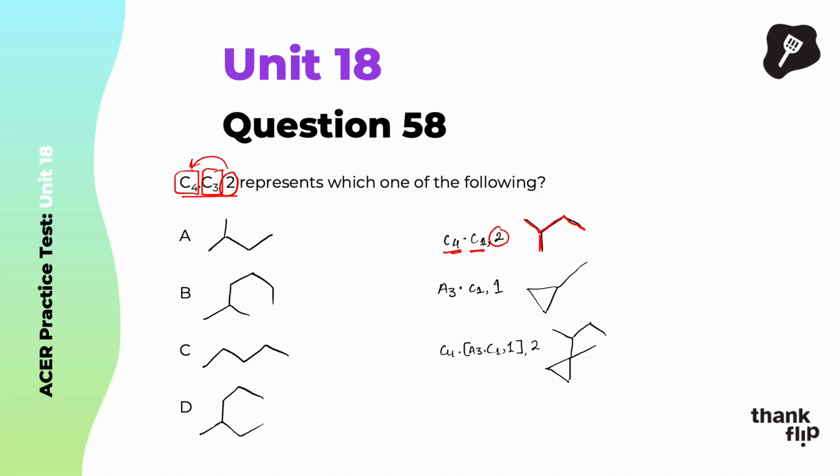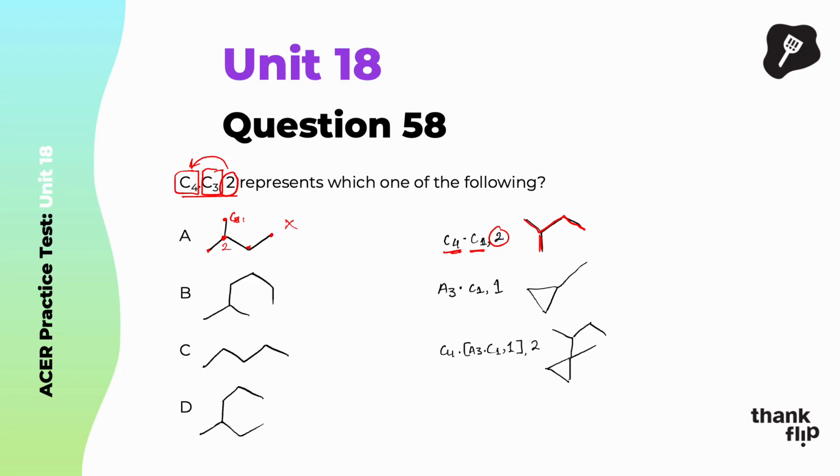So looking at our answer options, we have 1, 2, 3, 4. So that matches so far. And then we have a 1-carbon chain, so this is C1, attached to point 2. So this is not C3. There's no carbon chain that's 3 carbons long. It's C1. So this is incorrect.